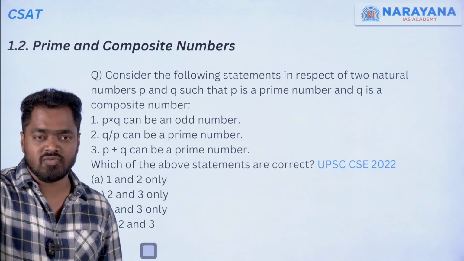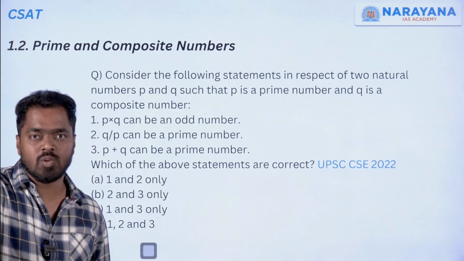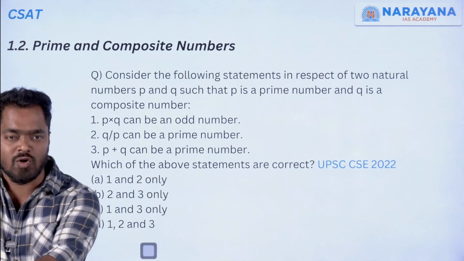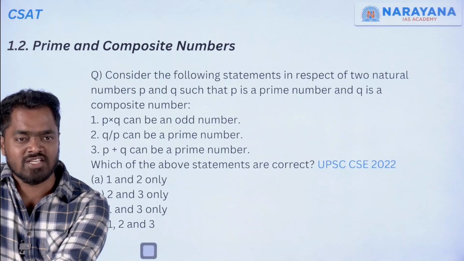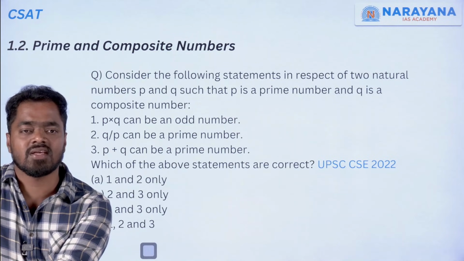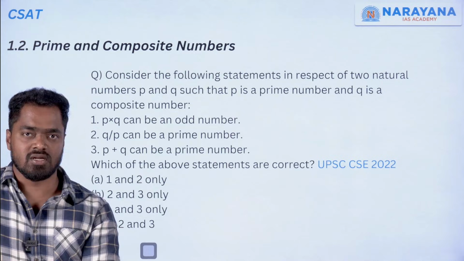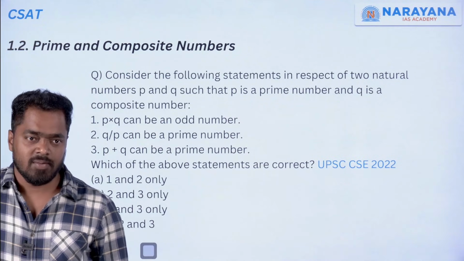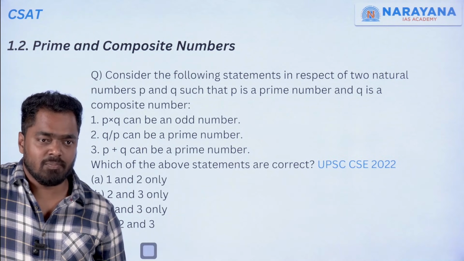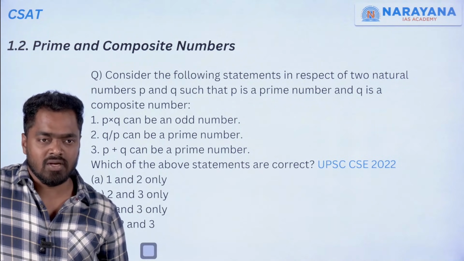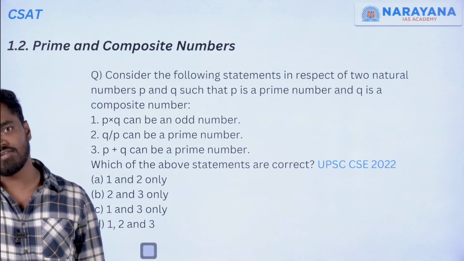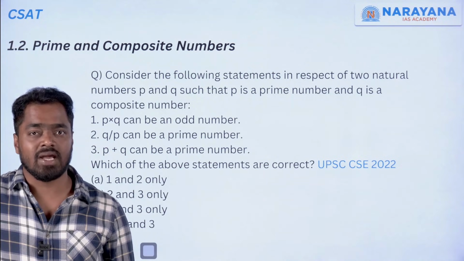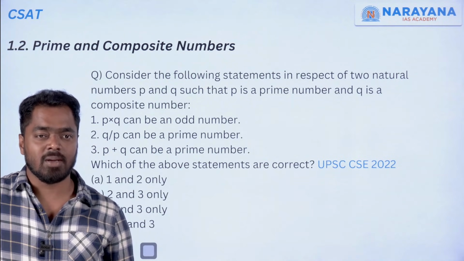Again, this question was asked in the 2020-22 paper. The question reads: consider the following statements in respect of two natural numbers P and Q such that P is a prime number, Q is a composite number. So P is a prime number, Q is a composite number. Again, the first statement, P into Q, P multiplied by Q can be an odd number. Again, they have mentioned the word can, that means a possibility. Next, Q by P can be a prime number. P plus Q can be a prime number.